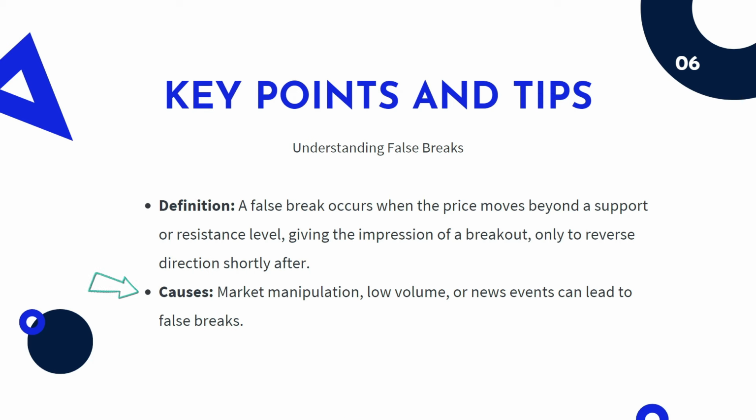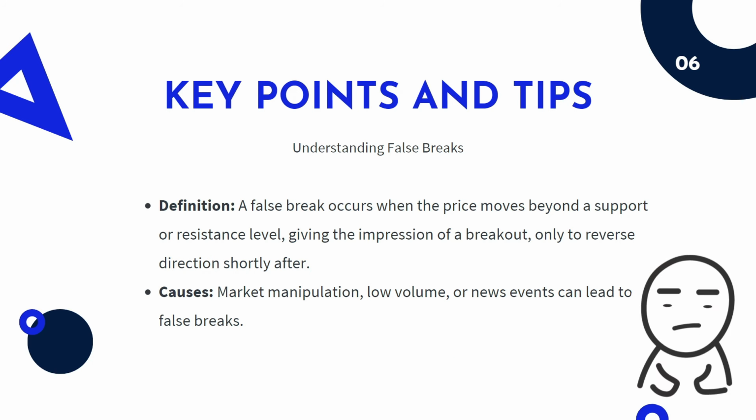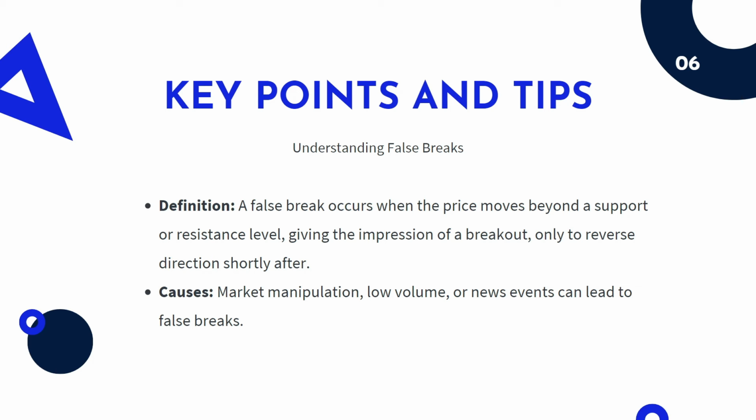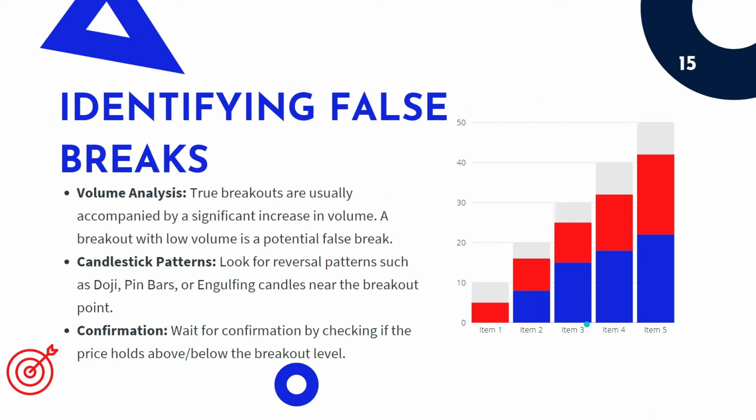The causes for this, there's many causes for this. Market manipulation, low volume, or news events that can lead to false breaks, right? Low volume is a really important one because if you have low volume, then typically what's happening is it's a very weak breakout, right? So maybe it closes over your key level, but maybe it's doing it with very low volume, and that could be considered a weaker breakout. So we want to make adjustments based on what we're seeing.